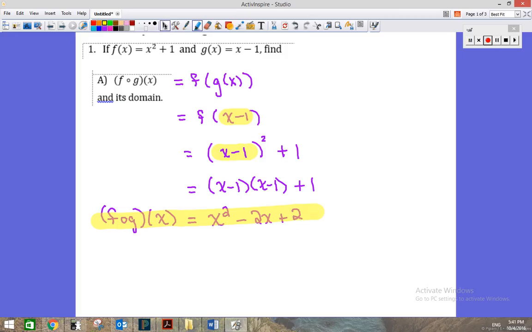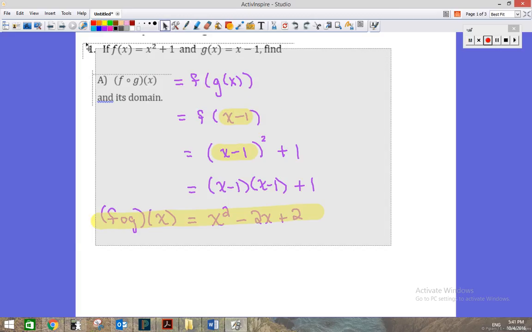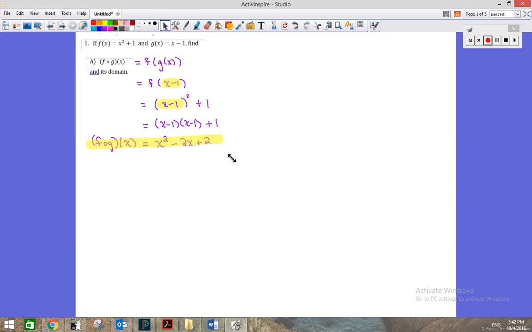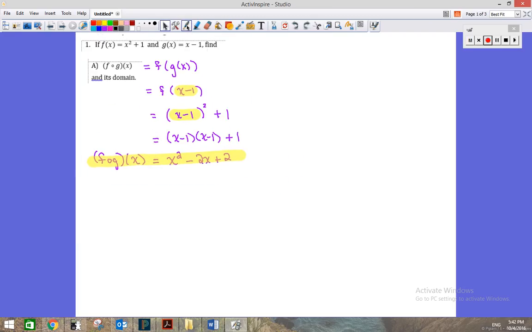Now, it wants me to find the domain for this, and you have to be careful. I can do this a couple different ways. I can look at this and say, well, the domain is all real numbers, but then I also have to make sure that I include any restrictions that were on g. What makes this problem easy is the domain of f and the domain of g are both all real numbers. We don't have any variables in a denominator. We don't have any variables underneath a square root.